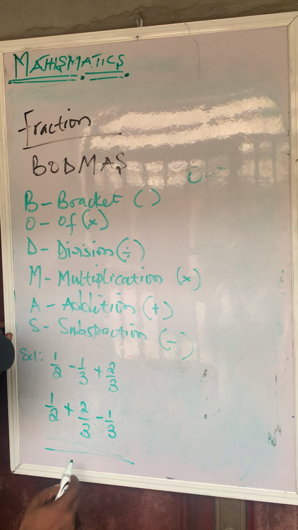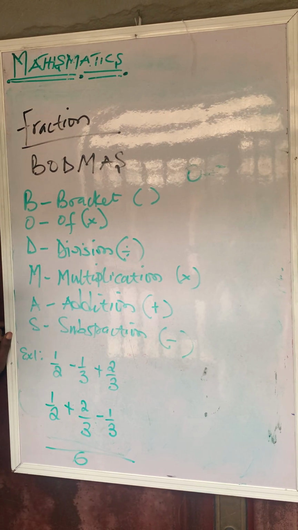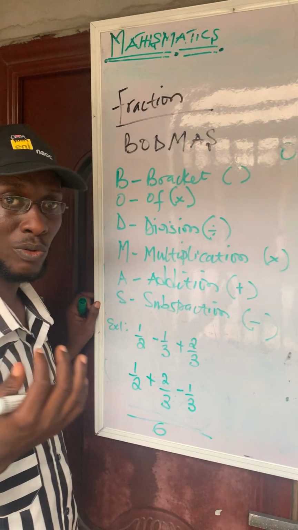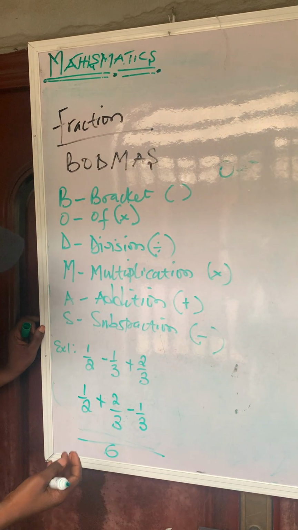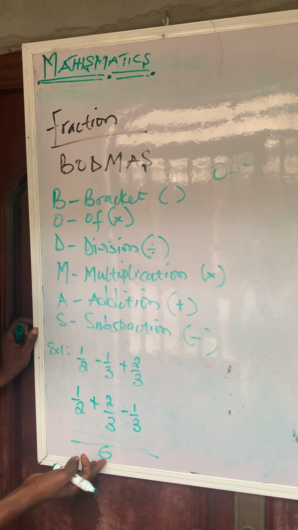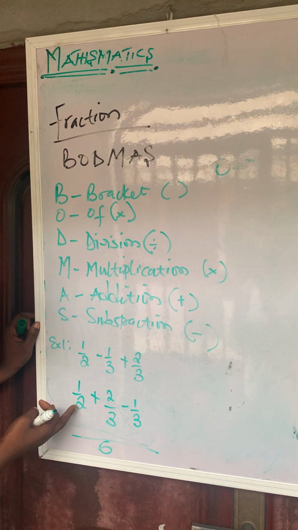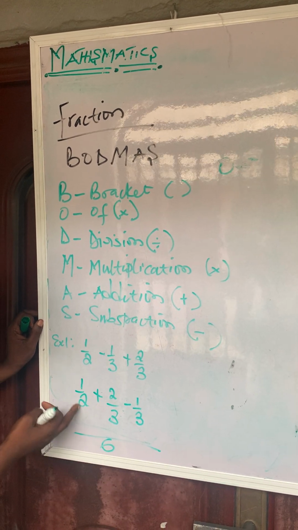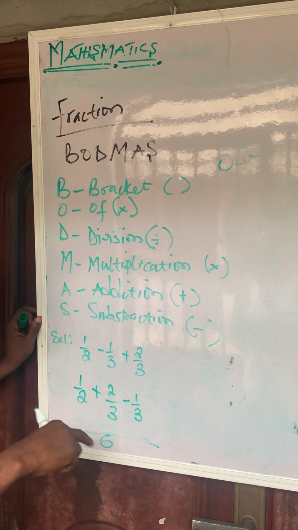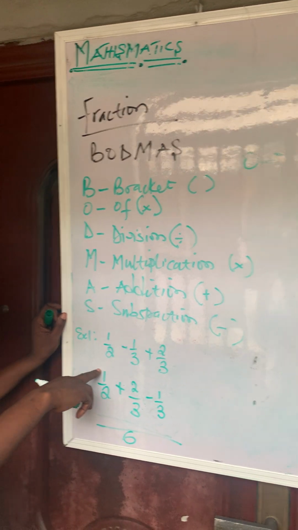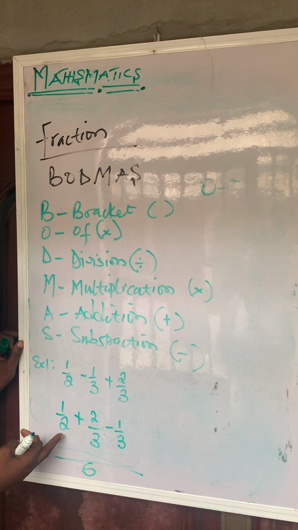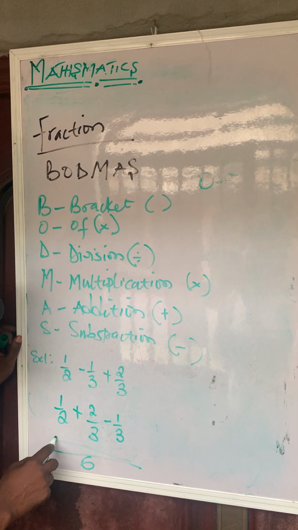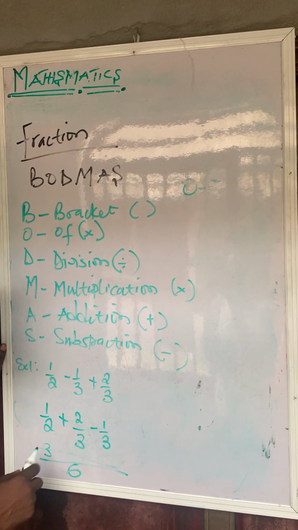Now let's solve this fraction. Your LCM is what? 6. I believe you know how to find LCM. In my previous video, I told you how to find LCM. So when you have a fraction like this, the LCM of the denominators is the common denominator. So you use the LCM to divide this one. 6 divided by 2 is 3. Now use that result to multiply the numerator, the upper one. So let's go again. 6 divided by 2, 3. 3 times 1 is 3. Anything times 1 is that thing.